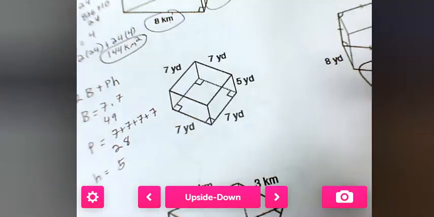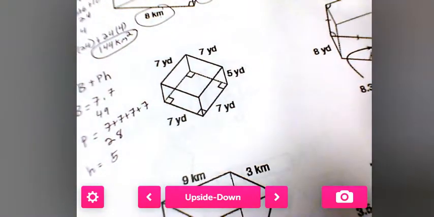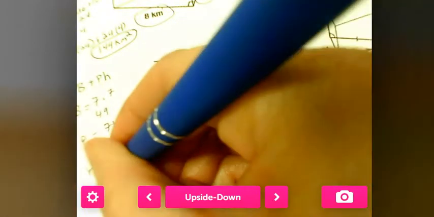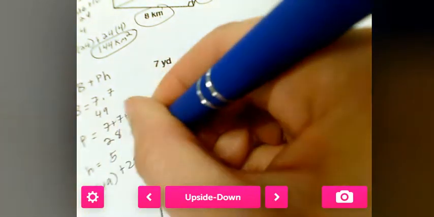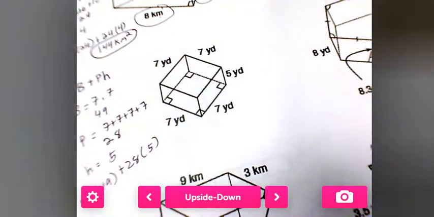Okay, if you guys are confused, let me know. Then I'm just going to plug it in. 2 times 49 plus 28 times 5. Put that in my calculator. 2 times 49 plus 28 times 5.